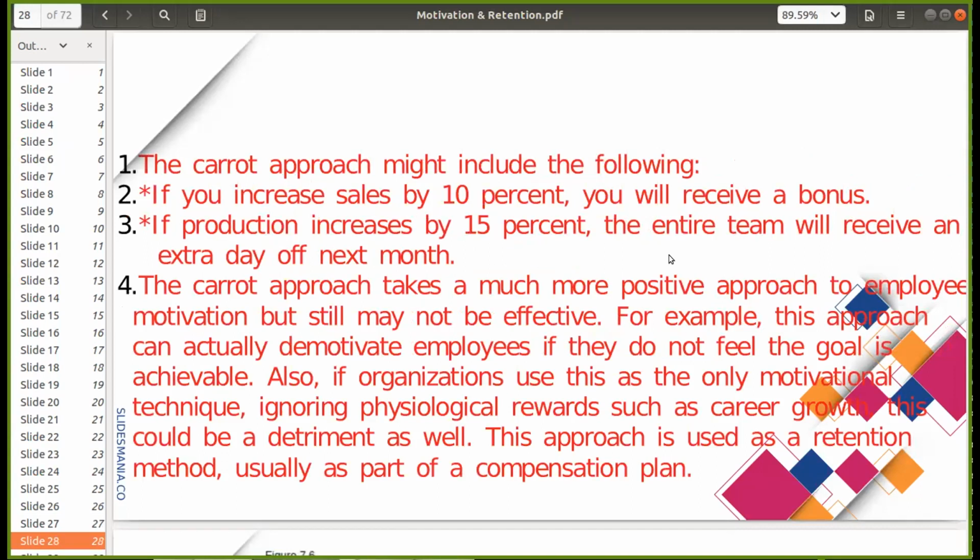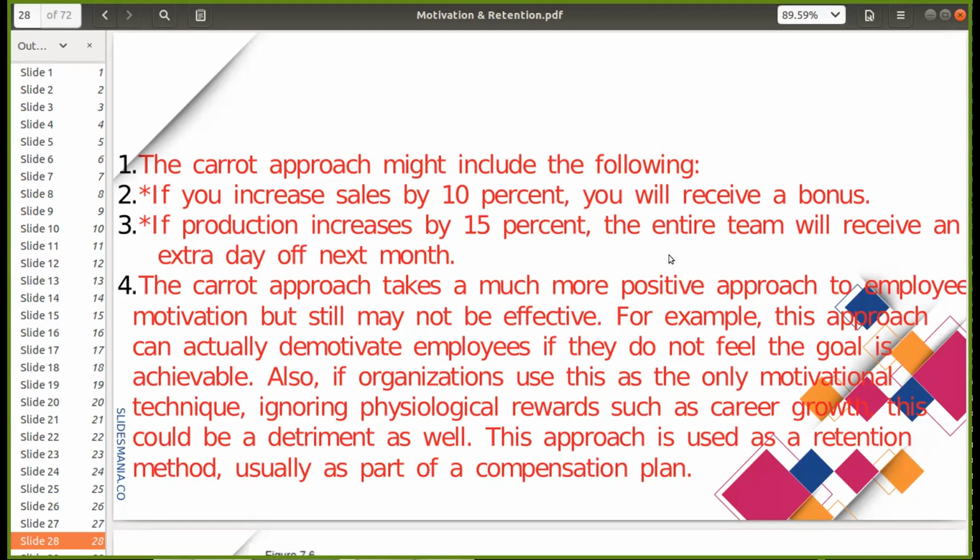So si Carrot naman, ang kanyang approach ay reward. So, let's say, for example, if your sales increase by 10%, you will receive a bonus. Or if we increase our sales by 15% or more, our team will receive an extra day off, or we will be having an out of town as a reward, a trip to Palawan, trip to Cebu, or trip to Japan. Ayan. So, mas positive ang approach.